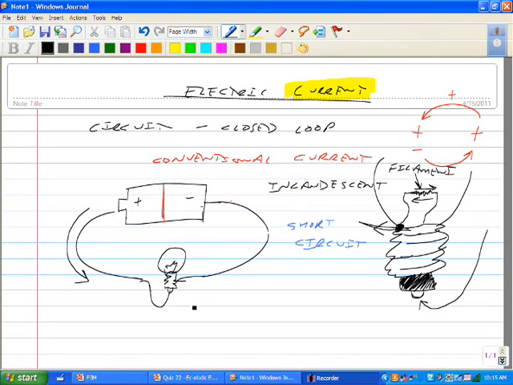And we call that direct current, or DC for short.